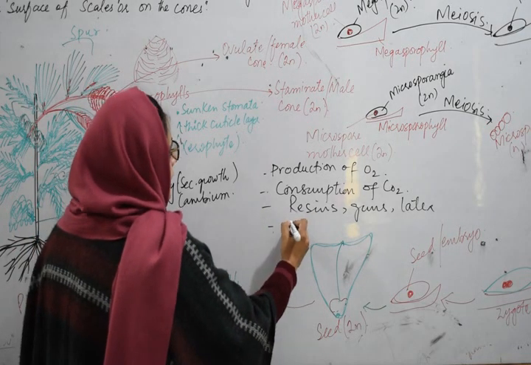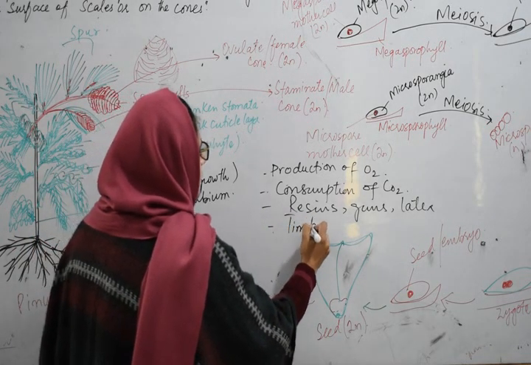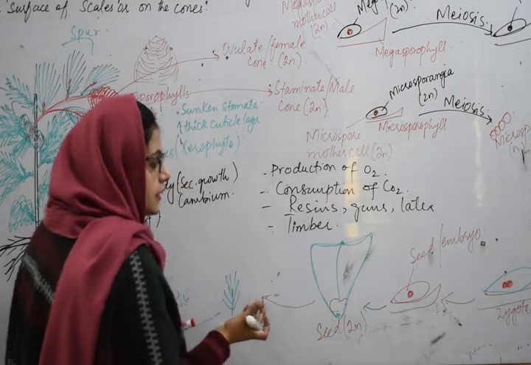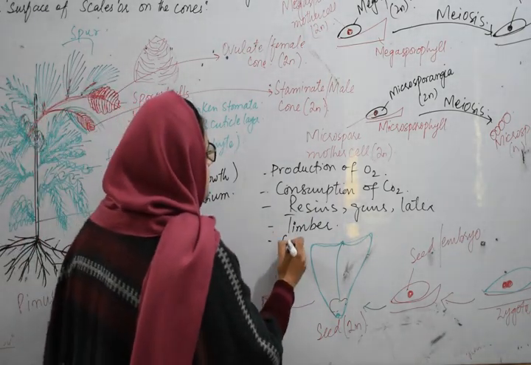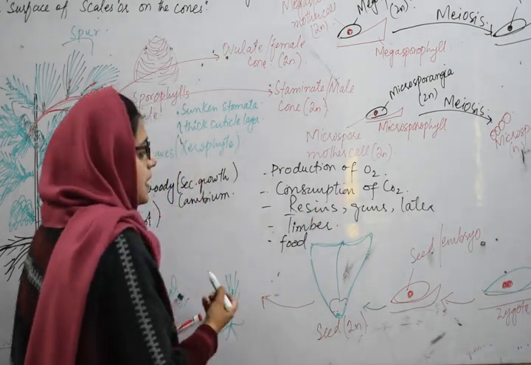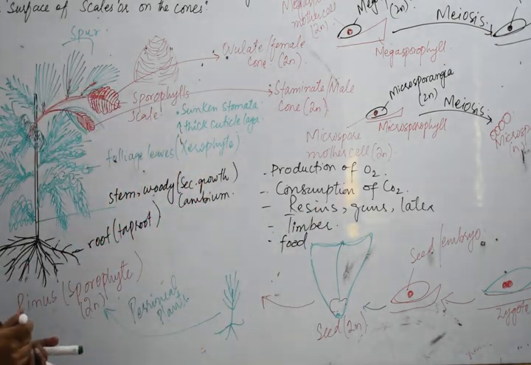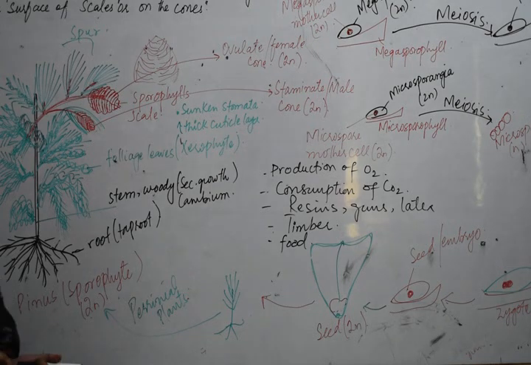And finally, as a source of timber, यानी लकड़ी के काम आता है और लकड़ी को आप डिफरेंट पर्पसेस के लिए यूज़ कर सकते हैं. And as a source of food as well, like the pinus plant, pinus seeds can be used as a source of food. So beta, that was about the gymnosperms.